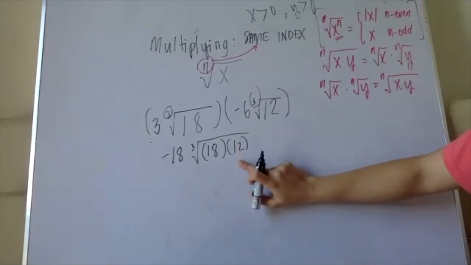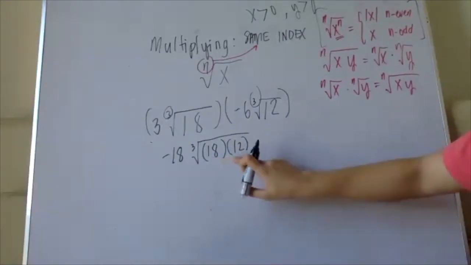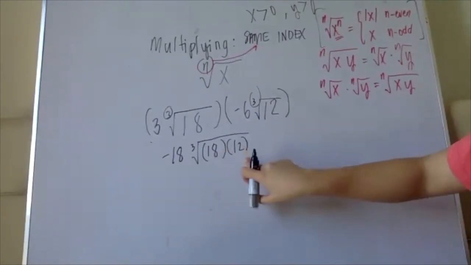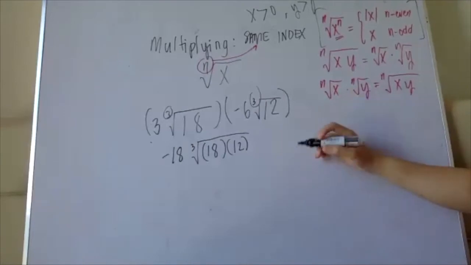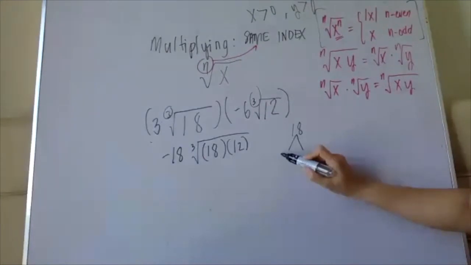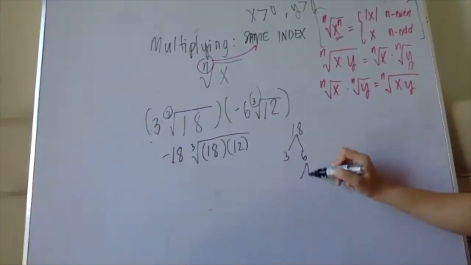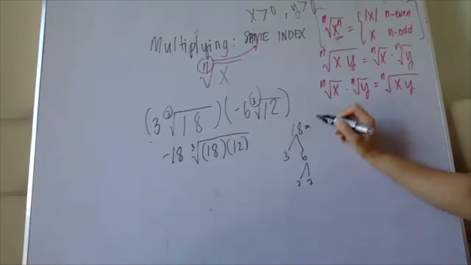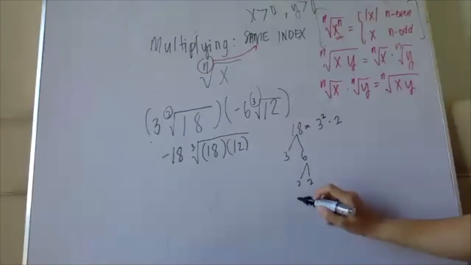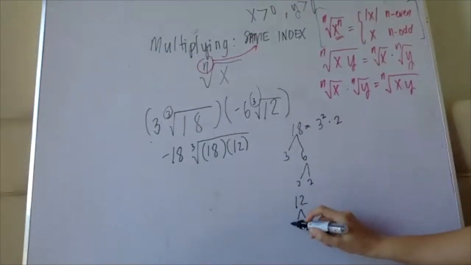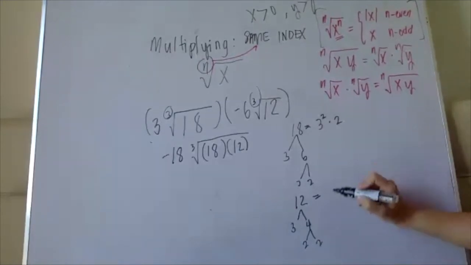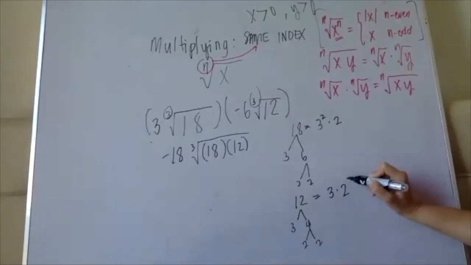So, for me, mas madali if pa-factor ko na yung dalawa. Okay? Kesa i-multiply ko. Kasi if I multiply them, lalaki lang lalo yung number, mas mahirap lang mag-prime factor. Factors of 18, that would be 3 times 6, 3 times 2. So, ang 18 is equal to 3 squared times 2. Correct? How about 12? 3 times 4, 2 times 2. So, ang 12 naman, ang factors niya is 3 times 2 squared.